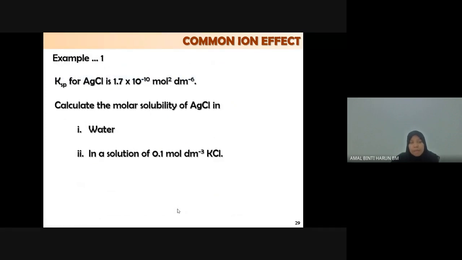Contoh, okay, kita ada garam silver chloride. So the silver chloride need to be dissolved in water, and another condition adalah larutkan di dalam solution yang nama dia KCl. Okay, so sekarang kita nak compare solubility silver chloride di dalam water dan solubility silver chloride di dalam larutan potassium chloride.